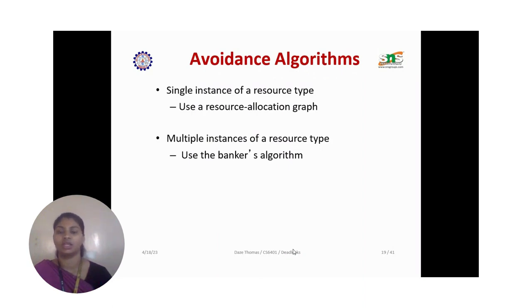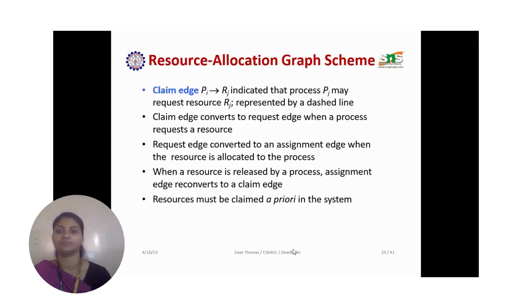Last classes, we discussed deadlocks and deadlock handling methods. So in today's class, we'll discuss avoidance algorithms. If a system has a single instance of a resource type, then we use a resource allocation graph for deadlock avoidance. And if a resource has multiple instances, then we use Banker's algorithm. We'll discuss in detail the resource allocation graph and Banker's algorithm.